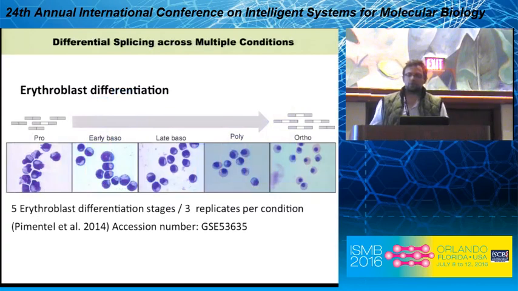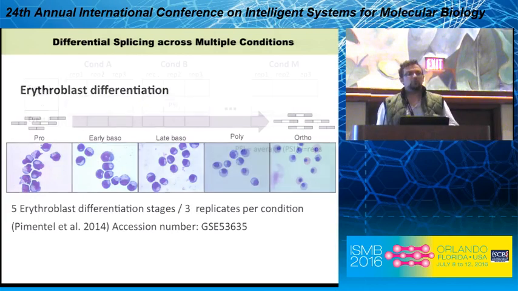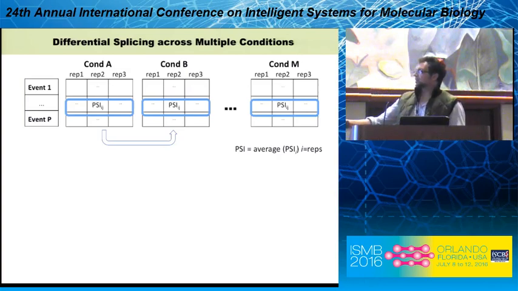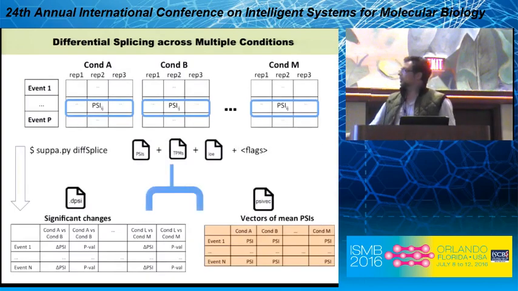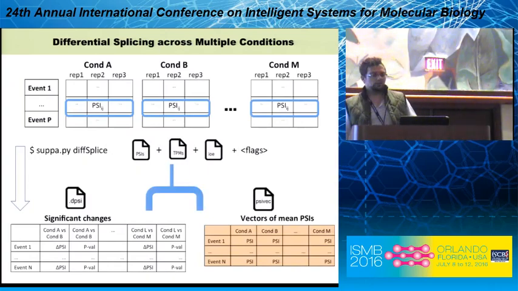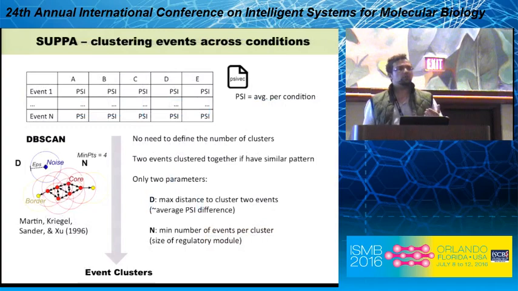Okay, so let me finish quickly with differential splicing across multiple conditions. The Pimentel et al. paper also had data for different stages of differentiation, 3 replicates from each stage. So we wanted to know whether we can also work with these data sets. SUPPA will take all the samples and do pairwise comparisons in the same way I just explained, and then it will generate the set of significant changes and a vector of mean PSIs in each condition. With this vector, what we do is clustering.